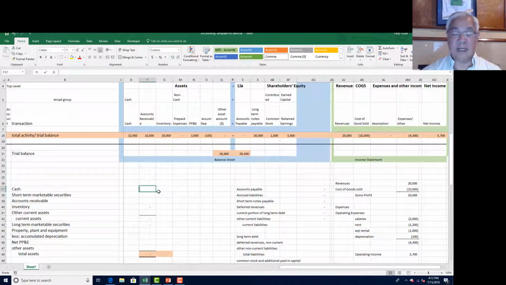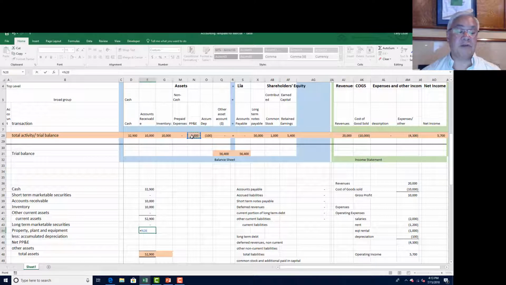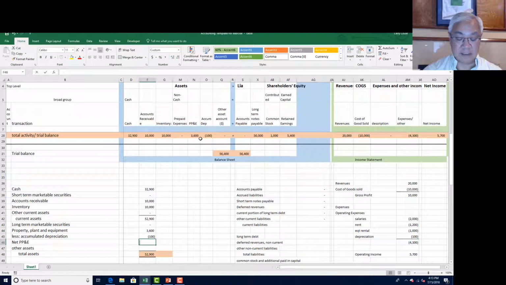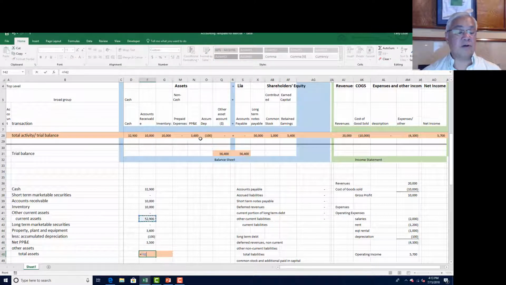So we start with cash, and we have it here, $32,900. We have no marketable securities. We have accounts receivable, though, of $10,000, and we have inventory of $10,000 as well. We have no other current assets. We do have some property, $3,600, and we have depreciation of $100. So let's go net of those. So net PP&E is $3,500. So the total assets equals current assets plus net PP&E, $36,400.